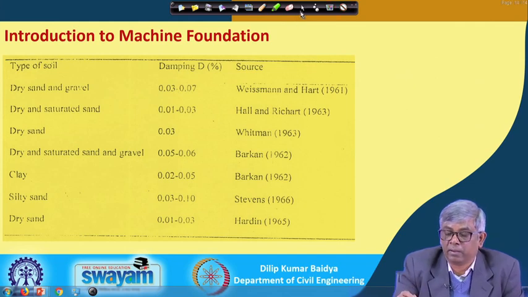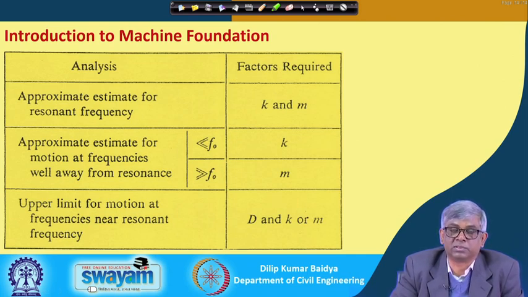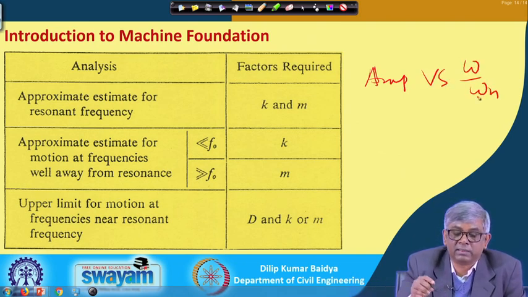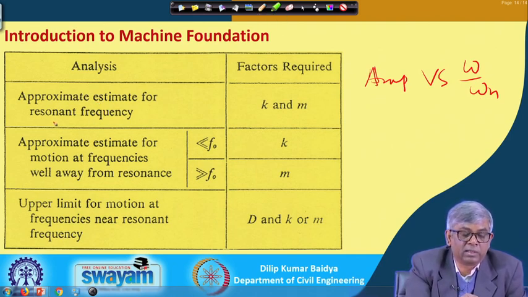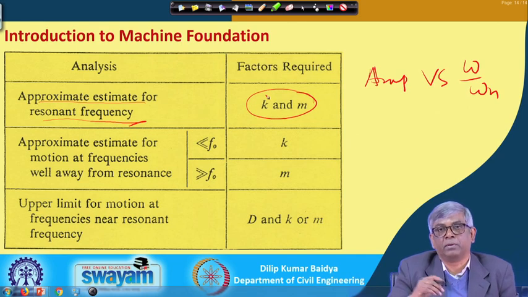Next thing, if you look at the response, that means if you plot the amplitude versus omega over omega n, you will see that we can approximately find the resonance frequency if you know k and m, though the resonance frequency is a little more or a little higher depending upon your forcing system, whether it is a constant force system or a rotating mass system.